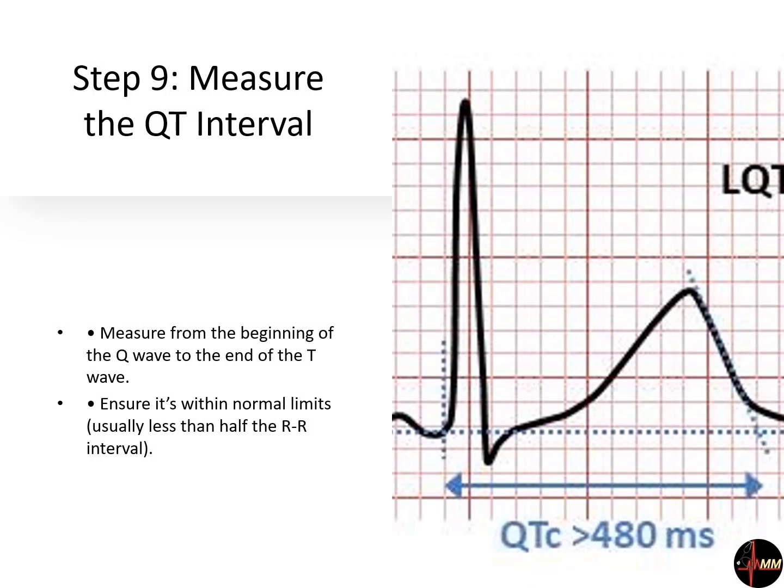Finally, measure the QT interval. Measure from the beginning of the Q wave to the end of the T wave. It should be within normal limits, usually less than half the RR interval. An abnormal QT interval can indicate risks for arrhythmias.